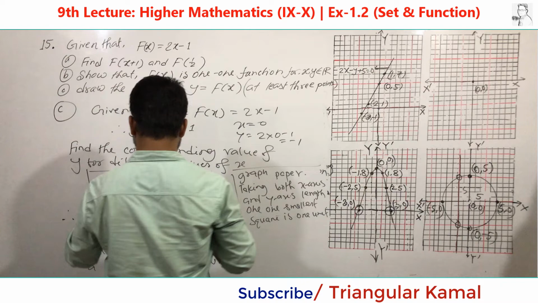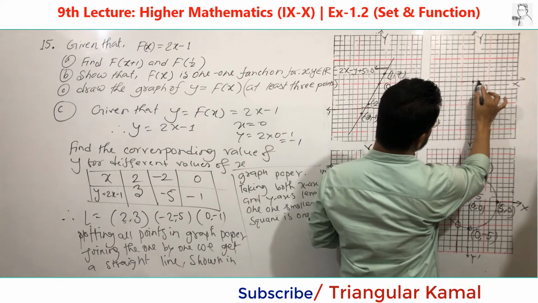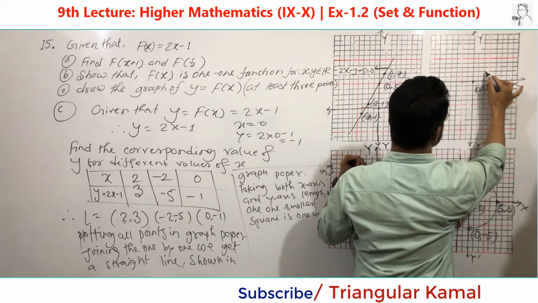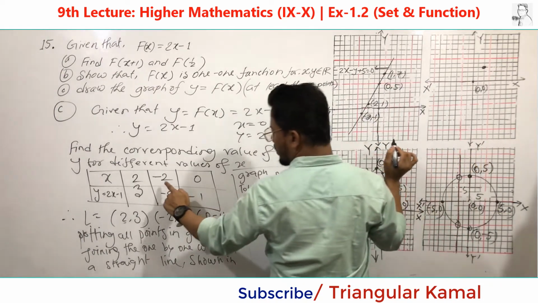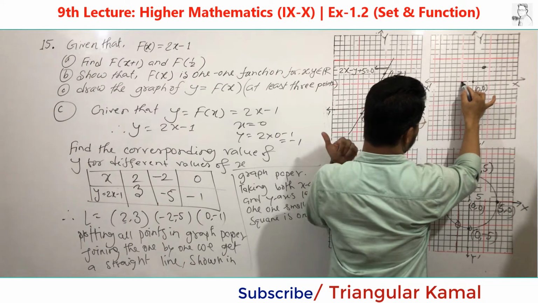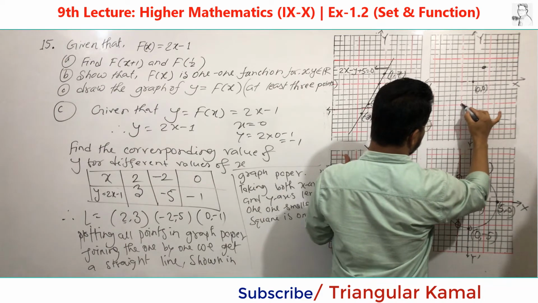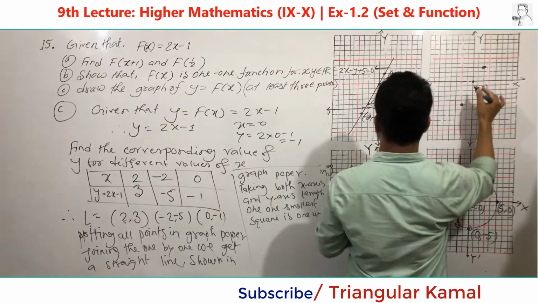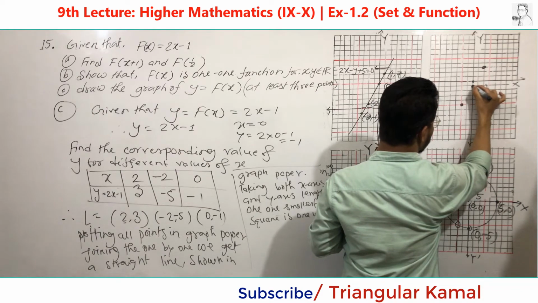So now apply 2, 3. This indicates 2 on the positive x, 1, 2. Then 3 on the positive y, 1, 2, 3. That means this one is 2, 3. Then minus 2, minus 5: minus 1, minus 2 on x, then minus 5 on y, minus 1, minus 2, minus 3, minus 4, minus 5. This one is minus 2, minus 5. The next one is 0, minus 1.